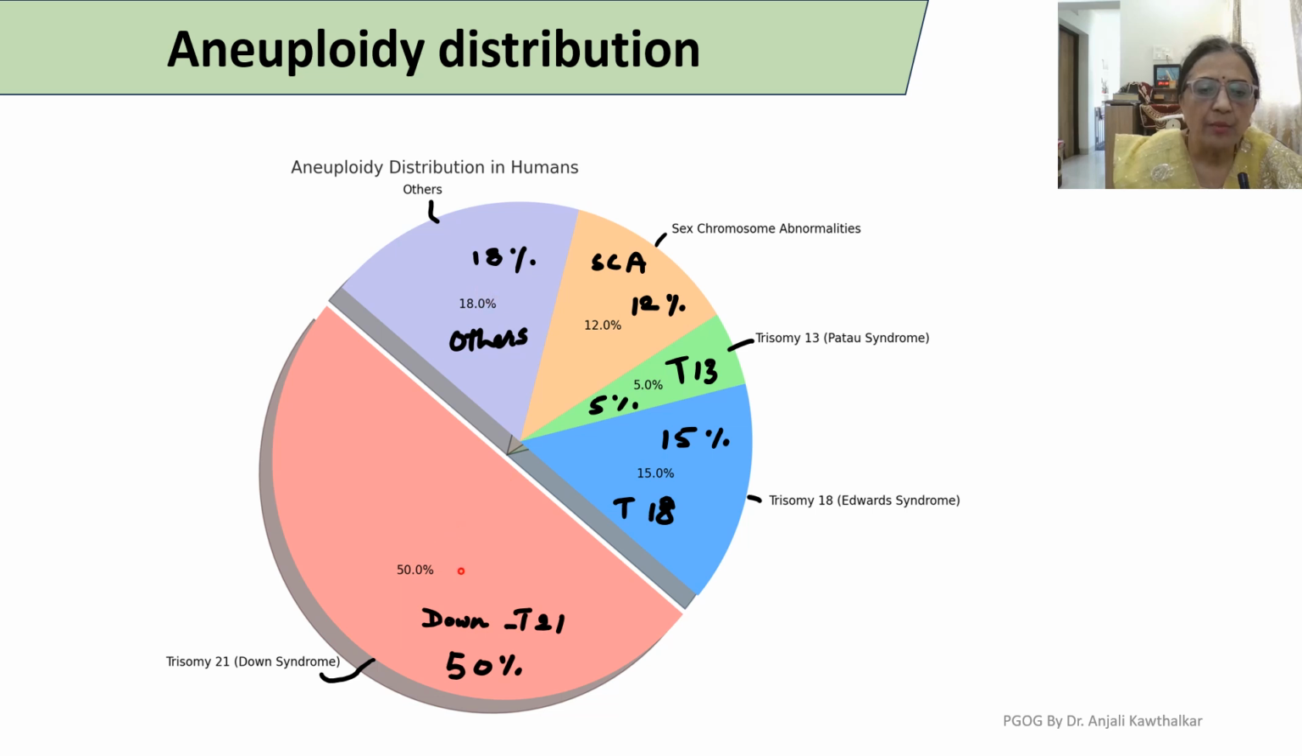Apart from these, mainly 3 trisomies, that is autosomal and sex chromosomal abnormalities together, are responsible for around 82%, whereas all the other chromosomal abnormalities contribute for the remaining 18% of the total number of aneuploidies.